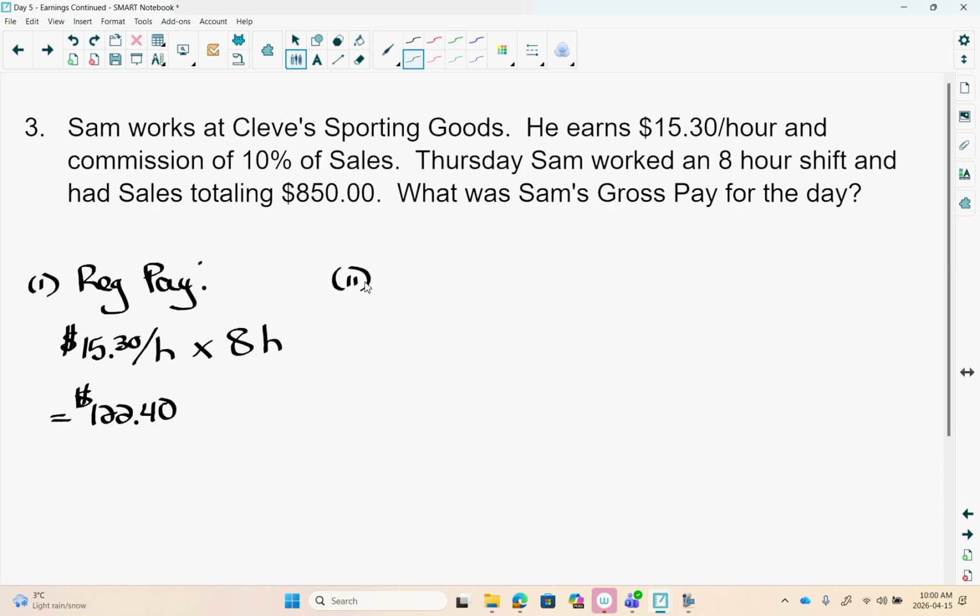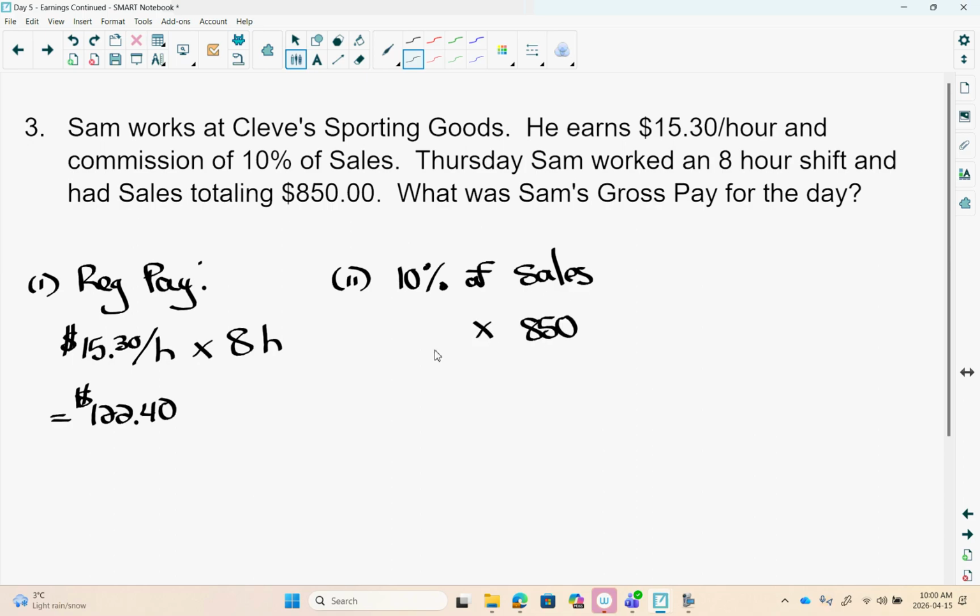Part 2. Okay, he doesn't just earn $122.40. He also gets 10% of his total sales. So what is 10% of his sales? Do we know what his sales were? What were his sales on that day? 850. So I know that his sales, this number is going to be 850.